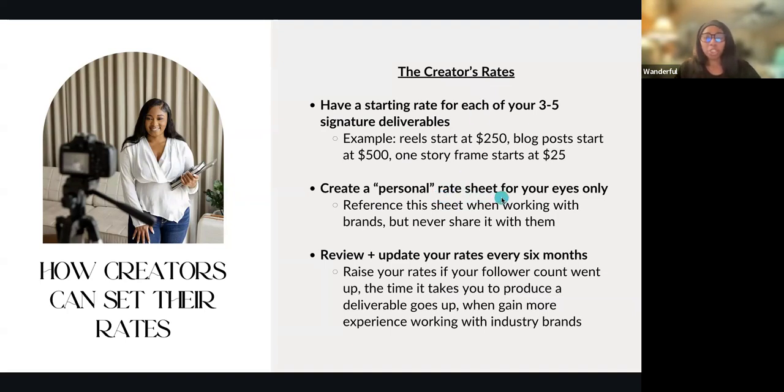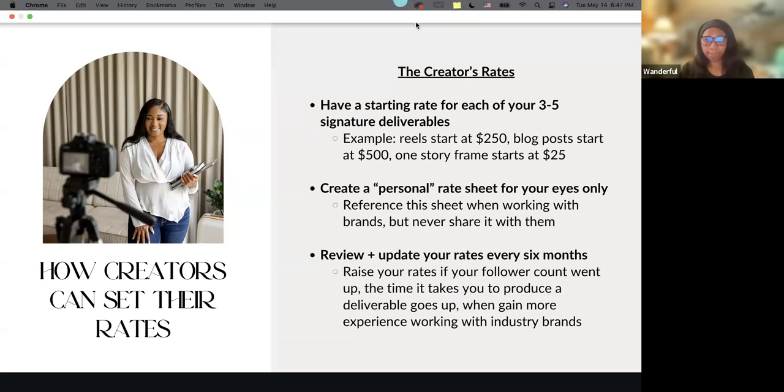Have a personal rate sheet for your eyes only. Keywords, your eyes only. I actually never recommend sending your rate sheet to brands. I see this a lot through the pitches that I receive from creators for my hotel clients. Creators love to put their rates in their media kits. I personally don't recommend it. It could sometimes run a brand away, or it could just straight up not leave room for negotiation. Next thing you know, brands are just paying you the same amount for your content all day, every day, till the end of time because you decided to put your rates in your media kit.